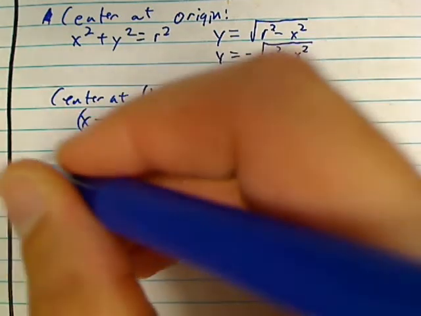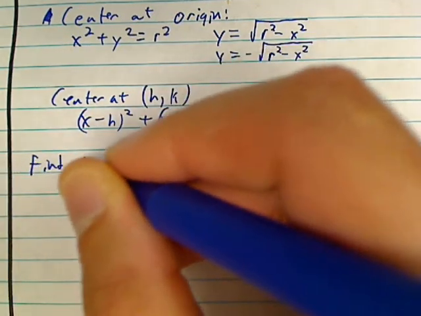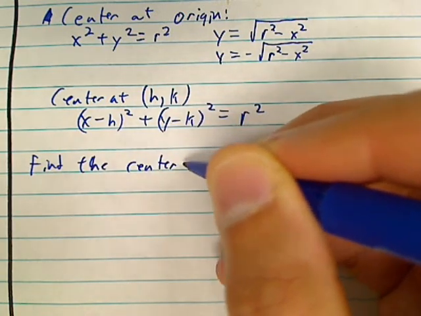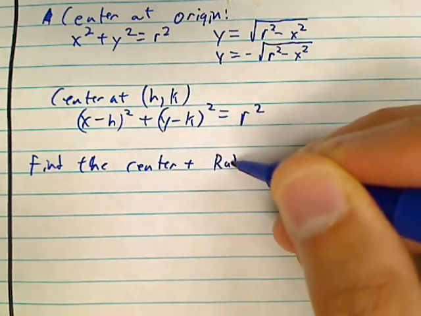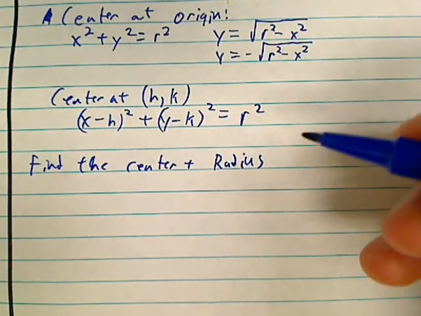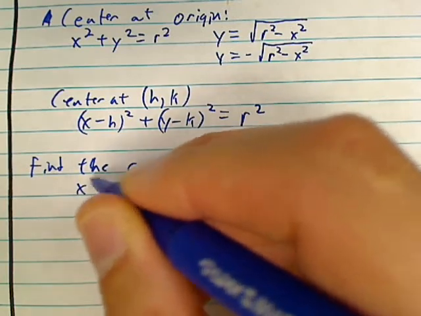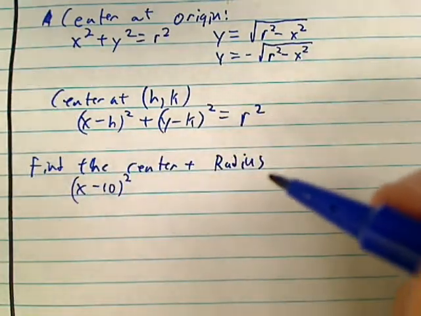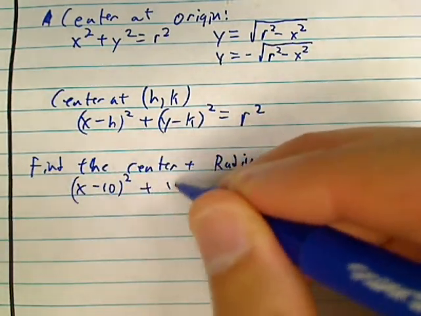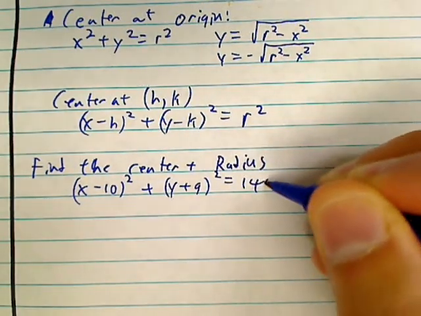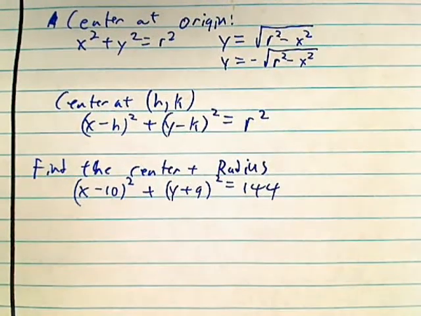Find the center and radius. Okay, and here's a problem that's kind of already set up. (x minus 10) squared plus (y plus 9) squared is equal to 144. And I can just go from this form and tell you what the values are.